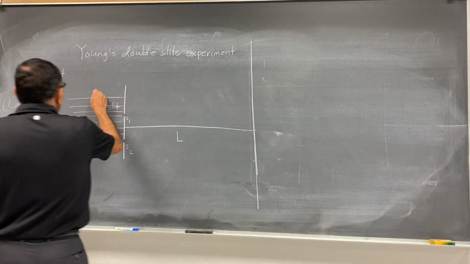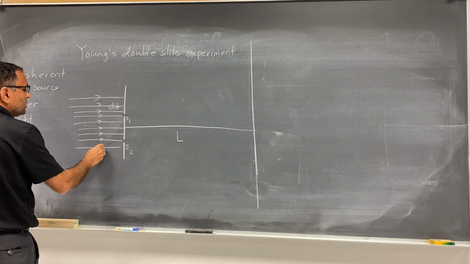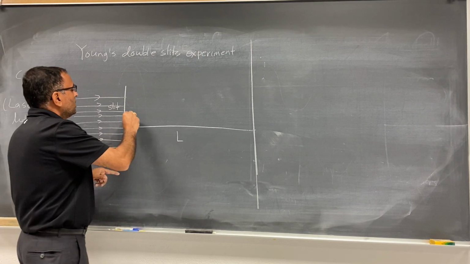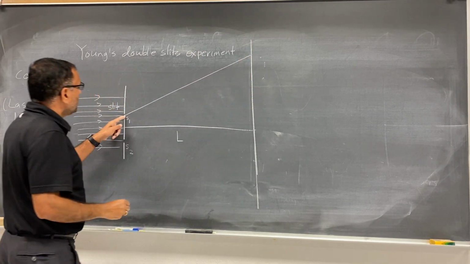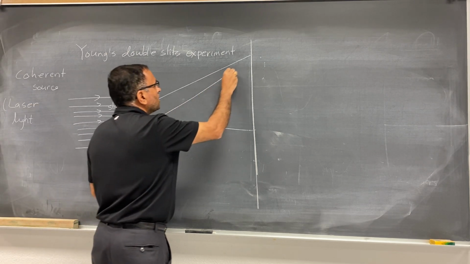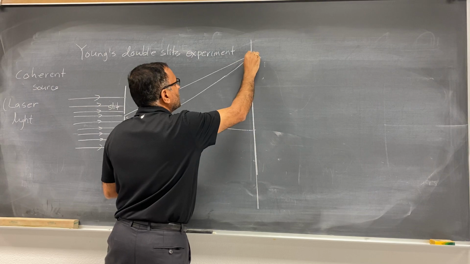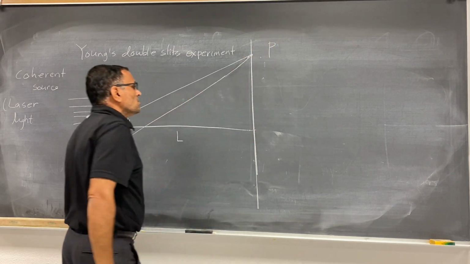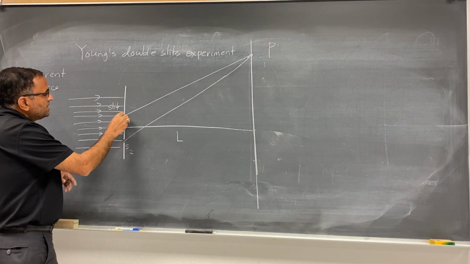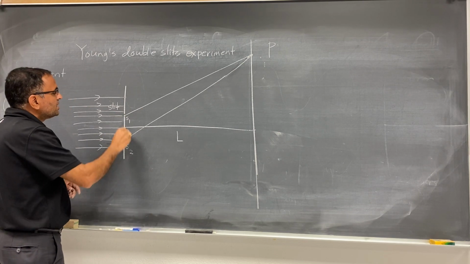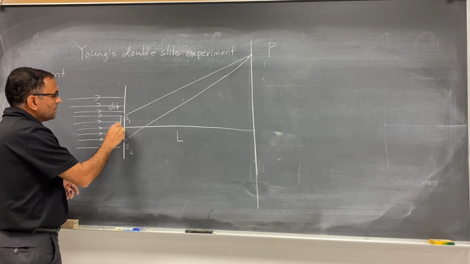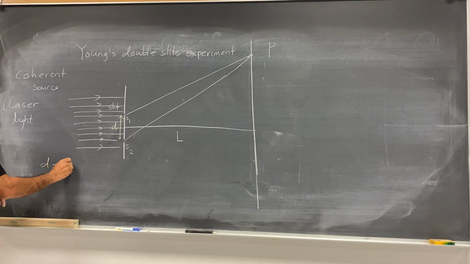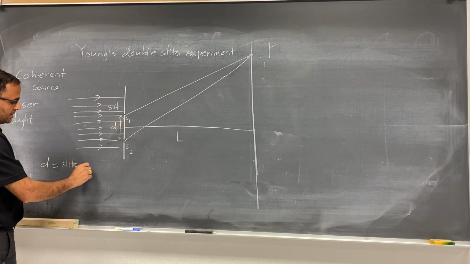Okay, so now what happens is, if you take one ray from this slit, and another ray from the opening S1 and another from there, the two rays mix up here at this point P. Let us suppose the distance between the slits, we call the slit separation, is d.